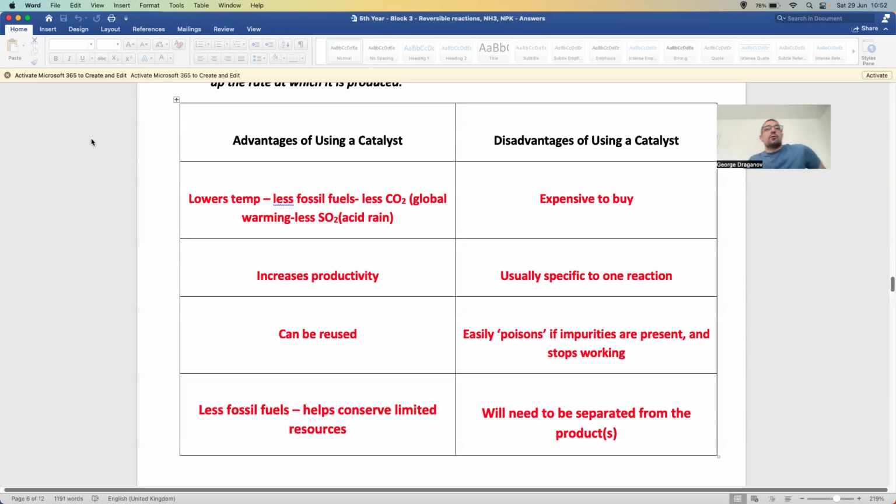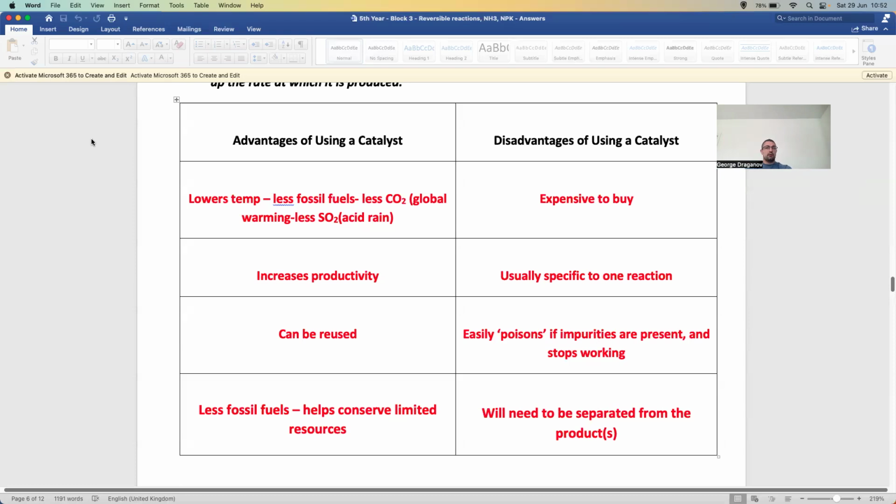So advantages for using catalysts are that they can be reused because they're not used up. They increase productivity. They lower temperature use, so lower temperatures can be used, which means less fossil fuels will be burned, which will generate less CO2. And less fossil fuels being used helps to save on these limited finite resources.